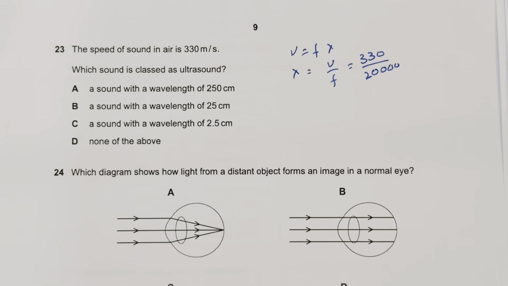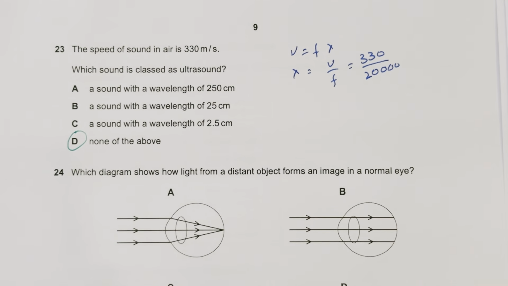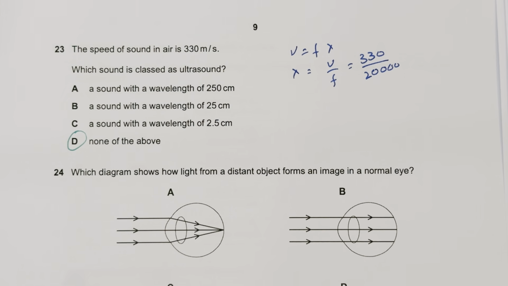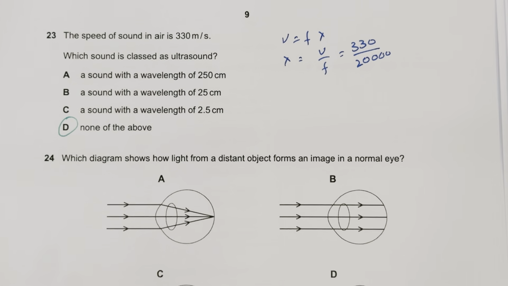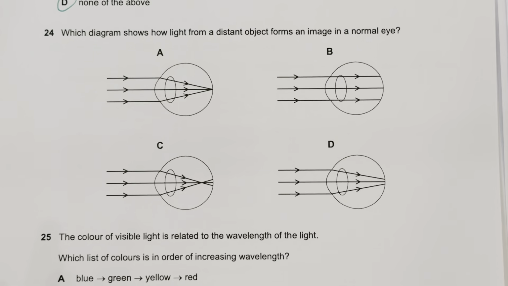But there is no answer given from the above options, so option D, none of the above, is the correct option. It is rare that examiners give that kind of question where the answer comes as none of the above. Moving to question number 24.